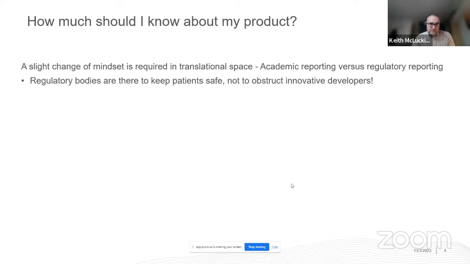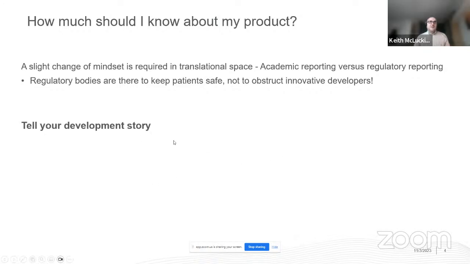Is this toxic in this model? Is this safe in this patient? So it's a different sort of mindset. So the academics really need to understand that you're moving over into a completely different mind frame. And regulatory bodies are there to keep patients safe, and they're not there to obstruct your innovation.